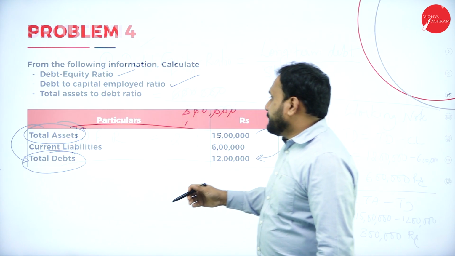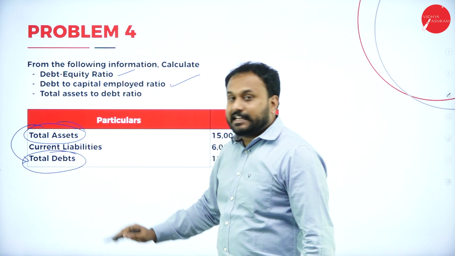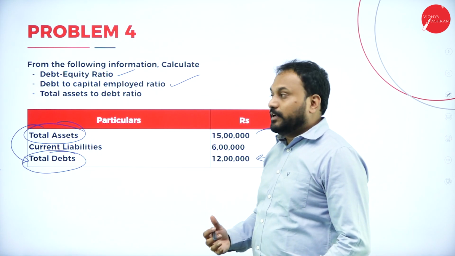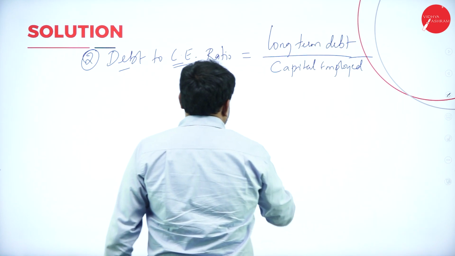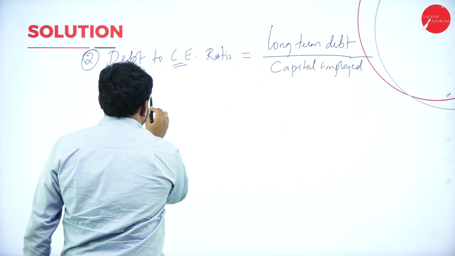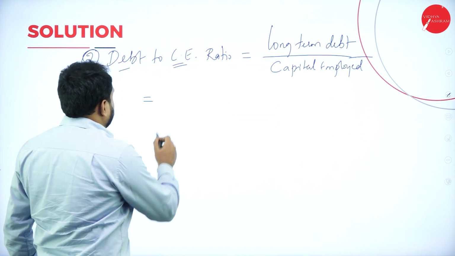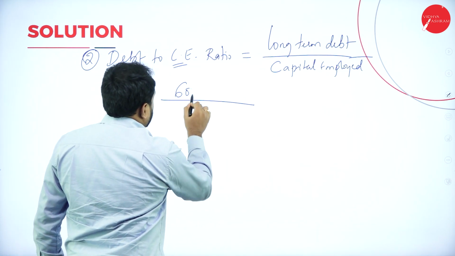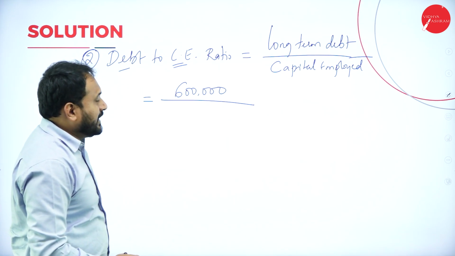Now, do we have long-term debt anywhere? Do we have capital employed anywhere? No. So how will we go with this? Very simple. Long-term debt we have here only. So we'll write long-term debt. How much is it? Long-term debt is 6 lakh rupees. So we'll write here 6 lakh. 6 lakhs is done. Now capital employed.